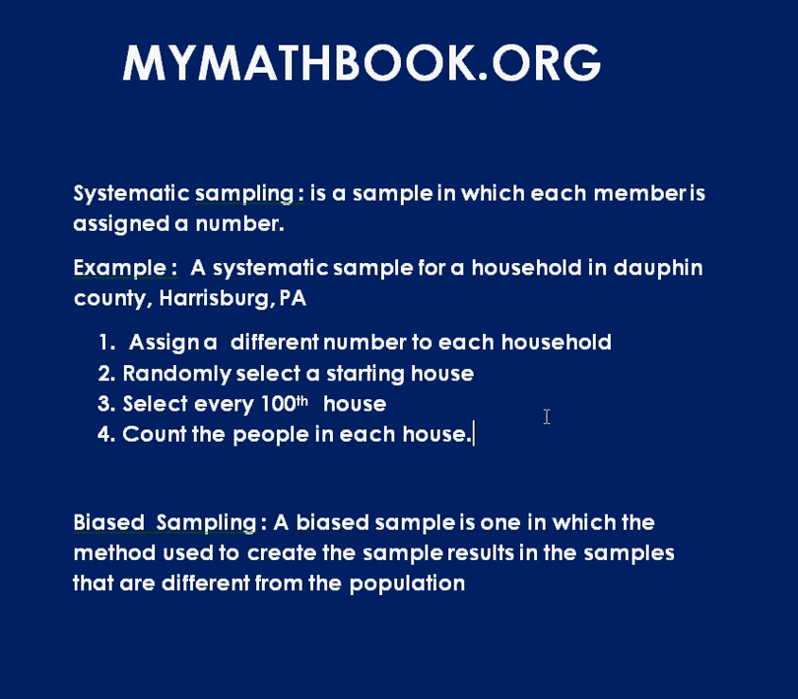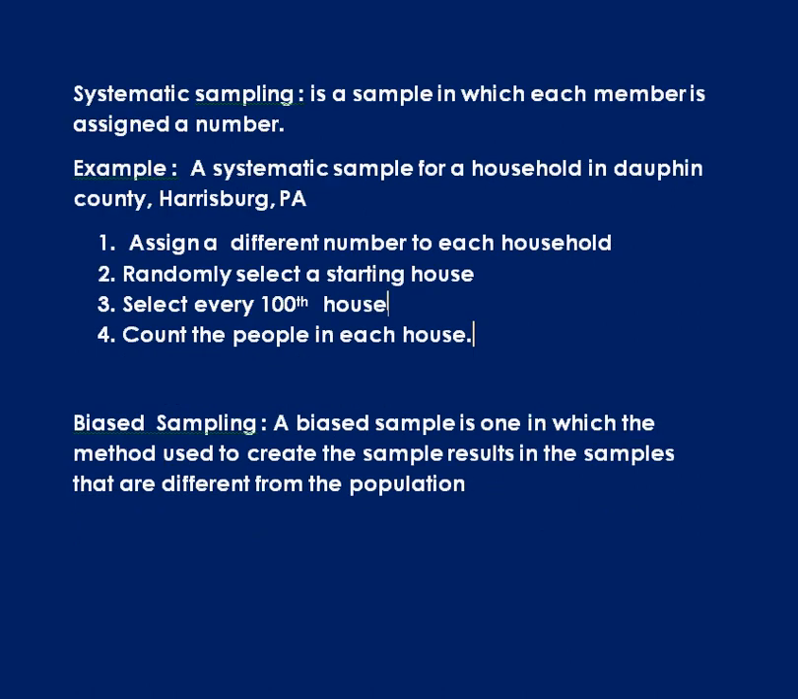Now let's go ahead and do the biased sampling. We already defined what it is, but let's give an example here. We know that the sample results in samples that are different from the population. So an example would be, let's say, 18 to 22-year-olds, right? College students. So you have a sample of 18 to 22-year-old college students.